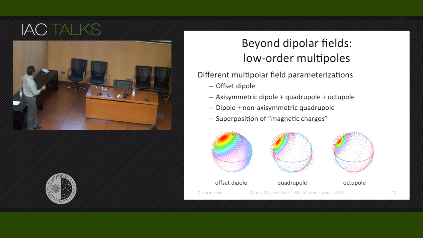Then another popular way of parameterizing this field is to introduce, in addition to the dipole, axisymmetric quadrupole and octupole fields, and such fields are illustrated here. An axisymmetric quadrupole has the same sign of field on the 2 poles, and then a different sign in the middle, and an octupole is even more complex. So what people would do is try to reproduce magnetic observables by combining dipole, quadrupole, and octupole with different weights. And there are other possibilities, like using a non-axisymmetric quadrupole and even putting some individual magnetic charges, pairs of charges, on the stellar surface.